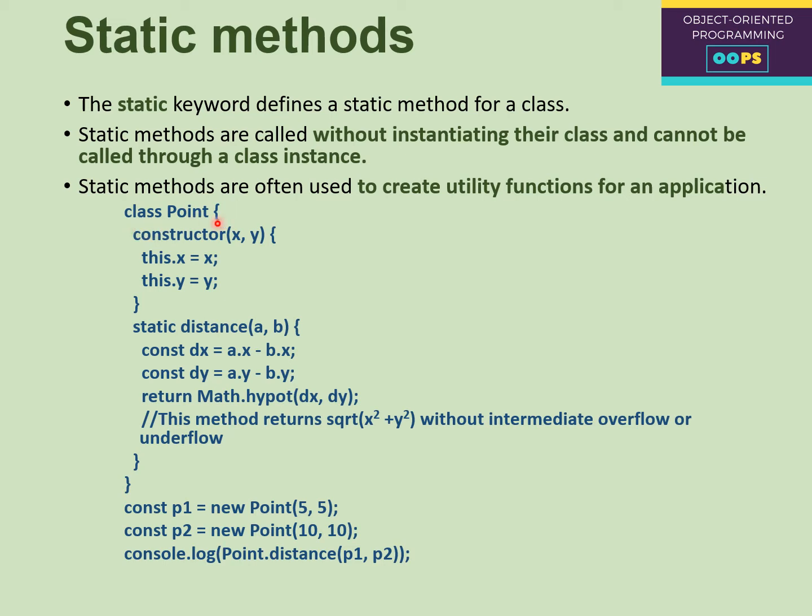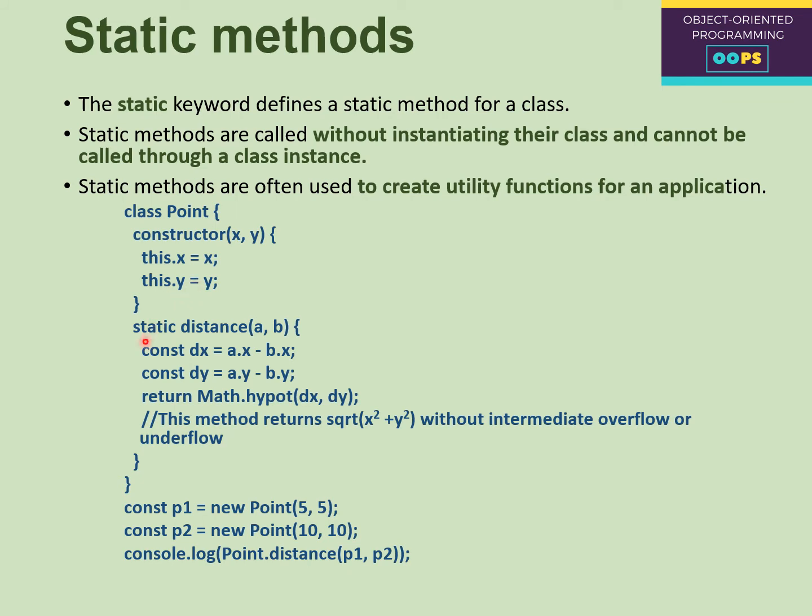So here class Point. A class definition is here. Class is followed with a class name. Here the class name is Point. Inside the class definition, the first function is a constructor function which takes two arguments x and y. Inside the constructor, this dot x is equal to x and this dot y is equal to y. So this means it's the current object. So this particular Point class has two properties or two attributes x and y.